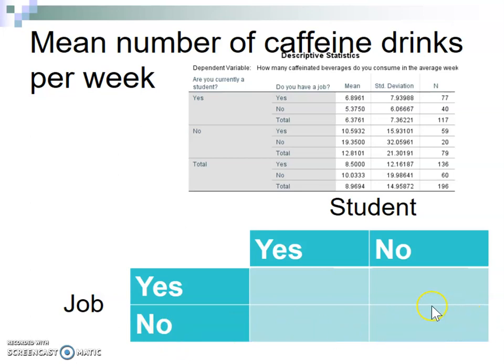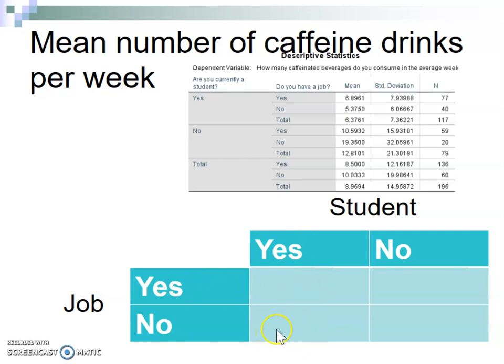You can also see here that this then gives us 4 unique, what we call cells, that are representing the combination of our 2 factors. So this cell here represents the people who said, yes, I am a student, and yes, I have a job.